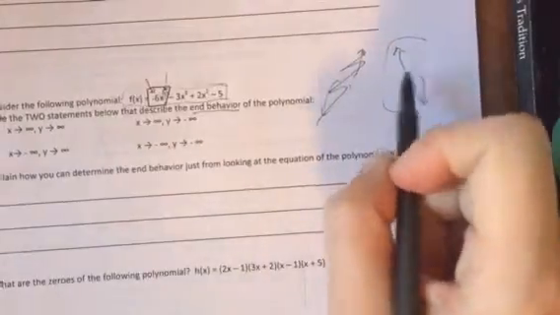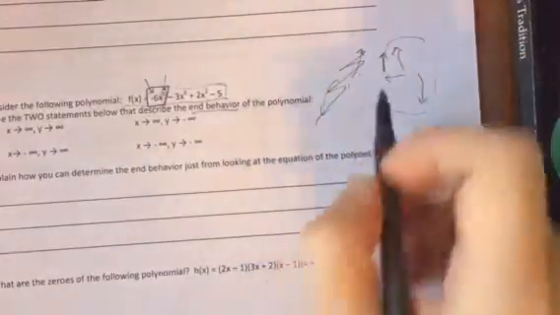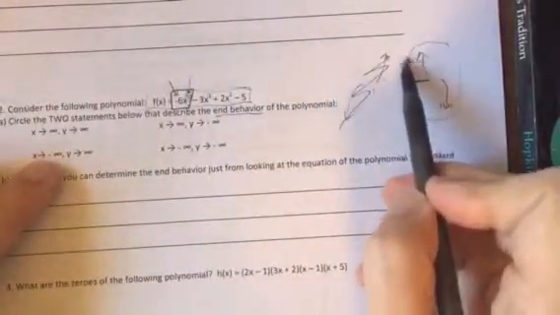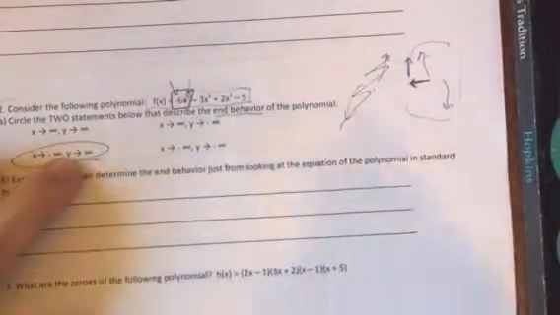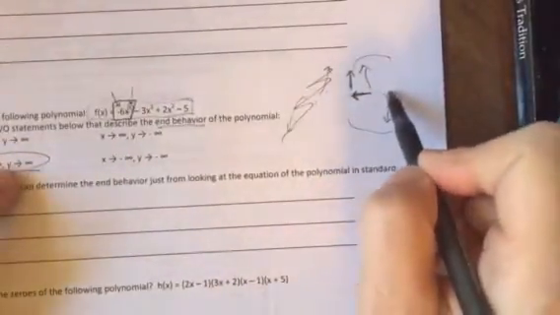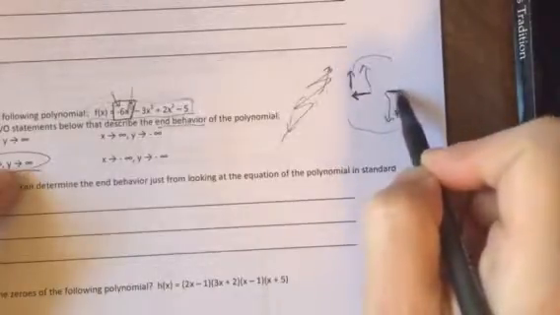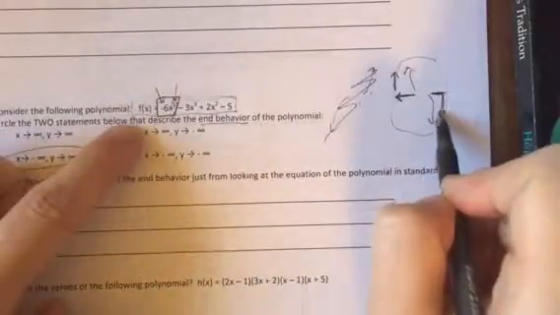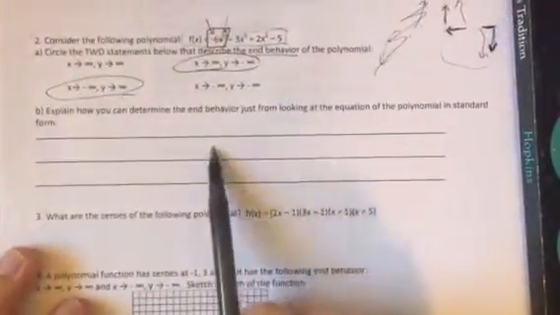So now you just need to put that idea into math terms. As I go left, the function goes up. That means going left, as x goes to negative infinity, y goes to positive infinity, so this one. And then here, as I go to the right, I'm going down. So as x gets bigger, or x goes to positive infinity, y goes down to negative infinity, so this one.